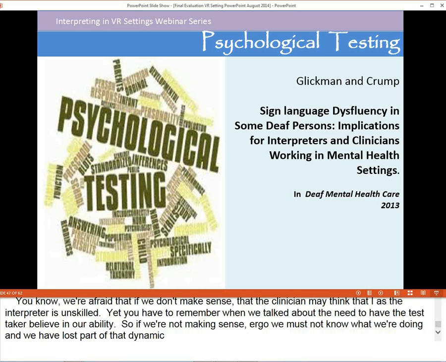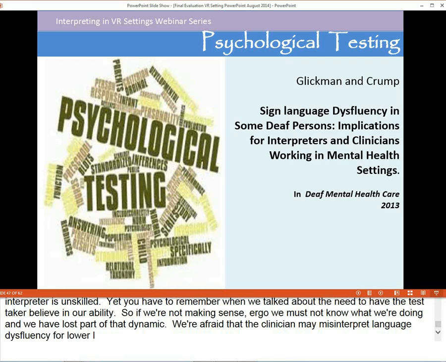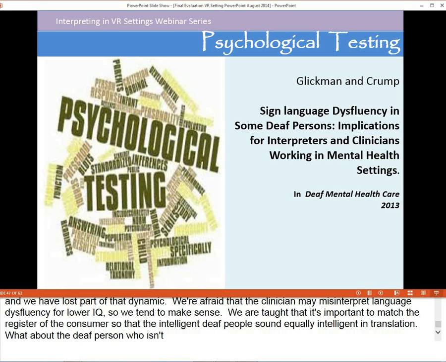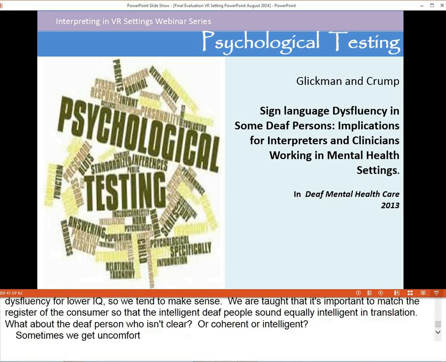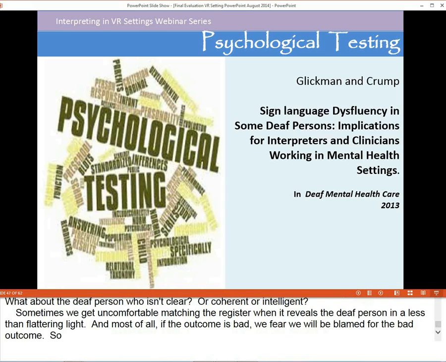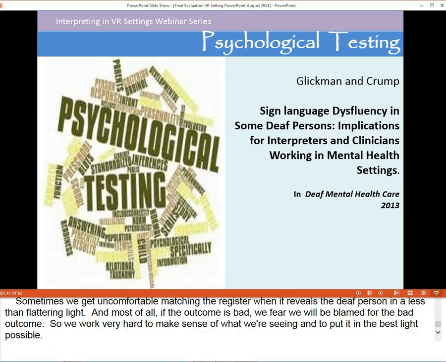We're afraid that the clinician may misinterpret language disfluency for lower IQ, and so we tend to make sense. We're taught that it's important to match the register of the consumer so that the intelligent deaf people sound equally intelligent in translation. But what about the deaf person who isn't clear or coherent or intelligent? Sometimes we get uncomfortable matching the register when it reveals the deaf person in a less than flattering light. And most of all, if the outcome is bad, we fear we will be blamed for the bad outcome. So we work very hard to make sense of what we're seeing and to put it in the best light possible. Next slide.